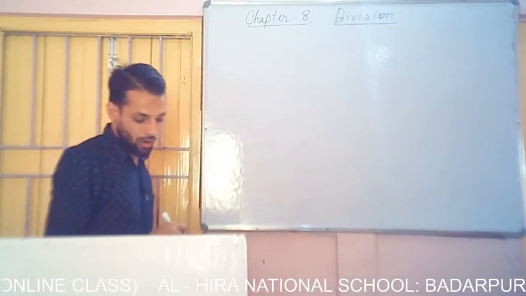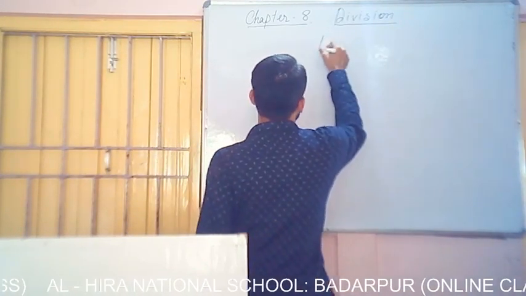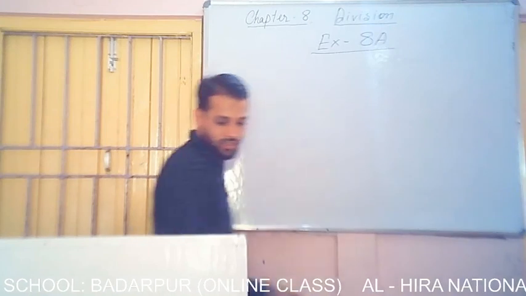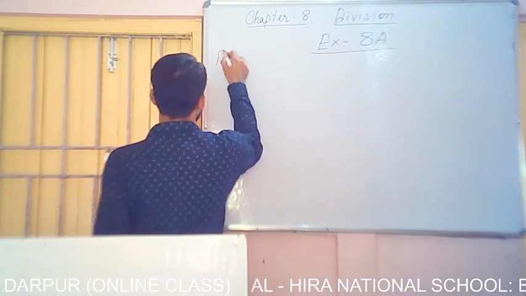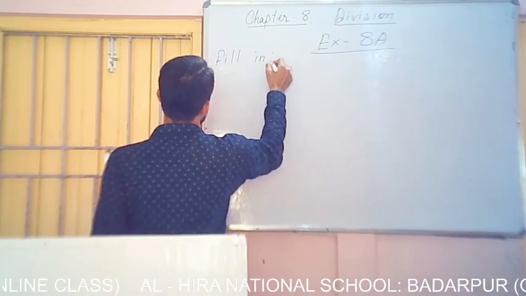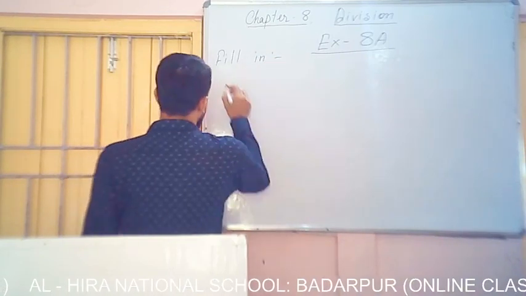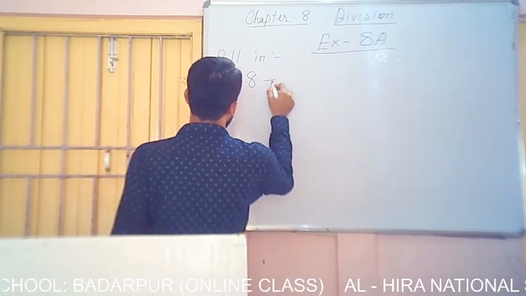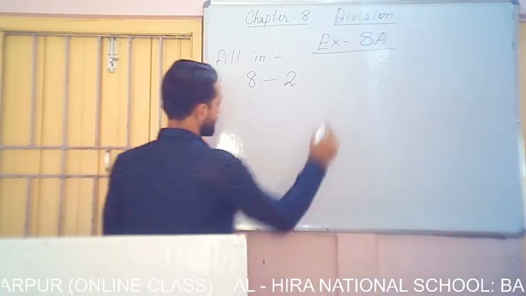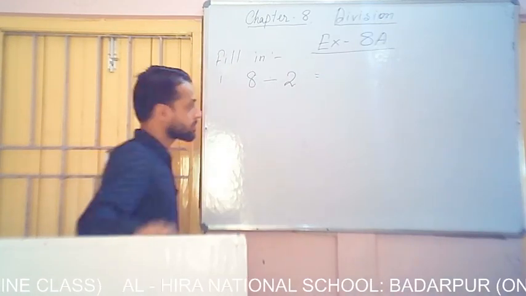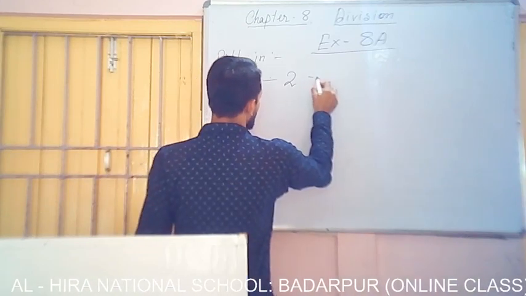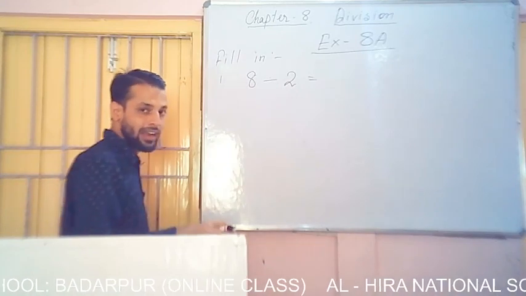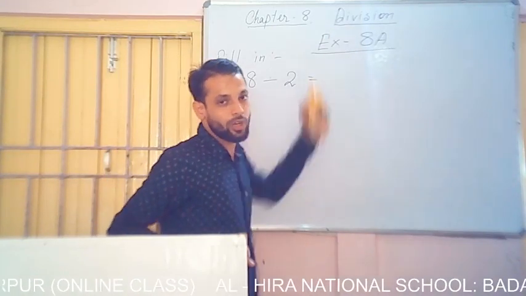First of all we are going to solve exercise 8a. Fill in. Question number 1 is 8 divided by 2. Here this 8 is the dividend and this 2 is the divisor, and the result which we will get will be the quotient.